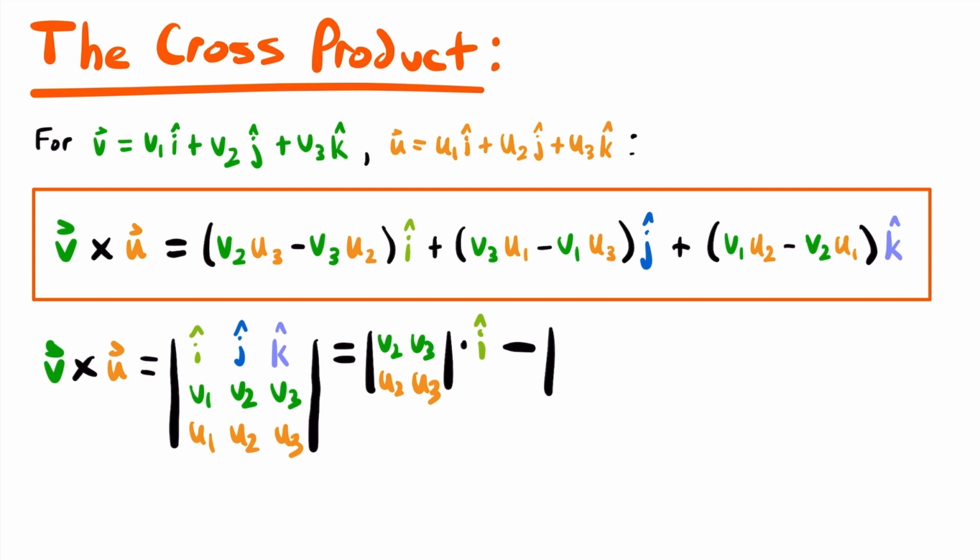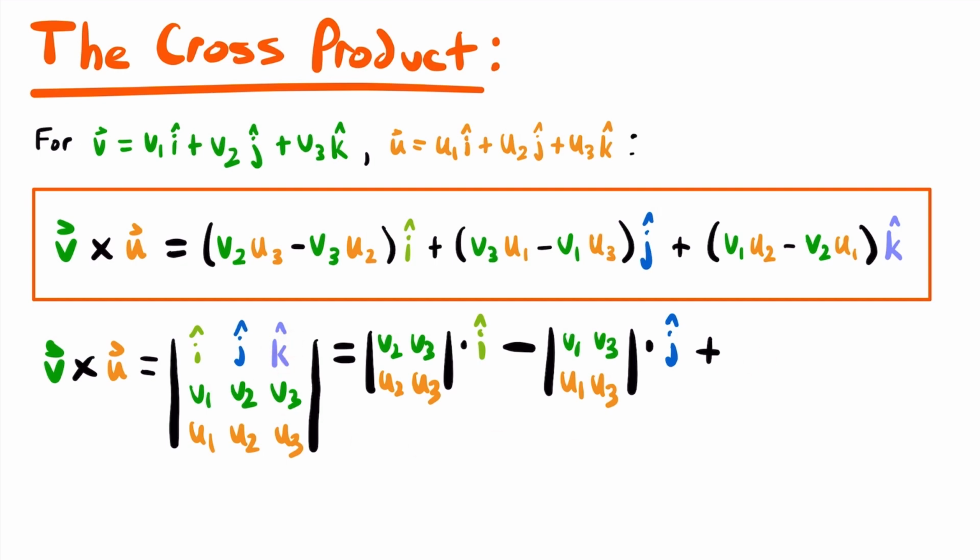All right, so we'll have another 2 by 2 matrix. This time we're working with V1 and V3, and then U1 and U3. And the determinant there will be multiplied by vector j. Okay, then we have one more term. We're going to be adding one more 2 by 2 determinant, but now multiplied by vector k.